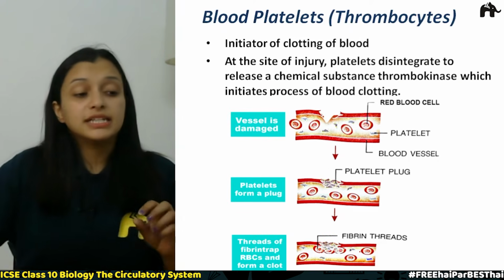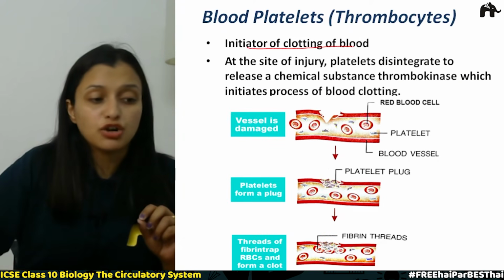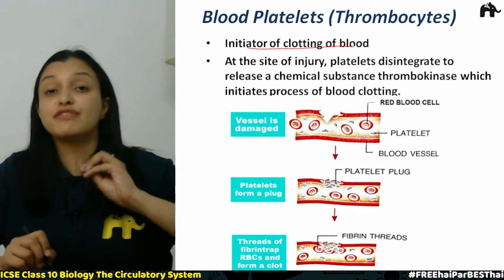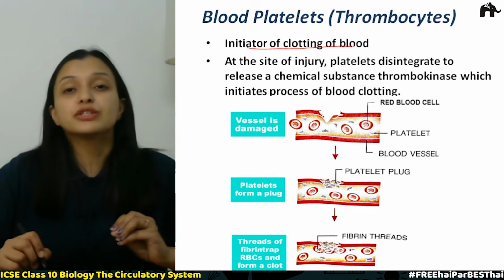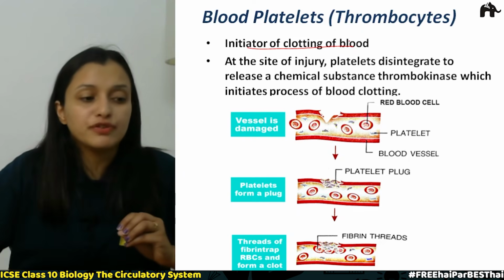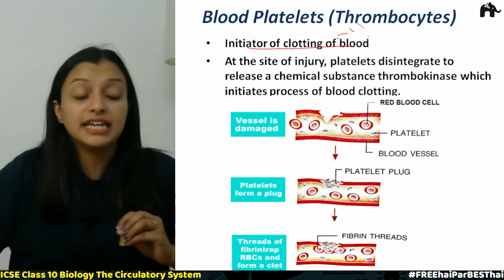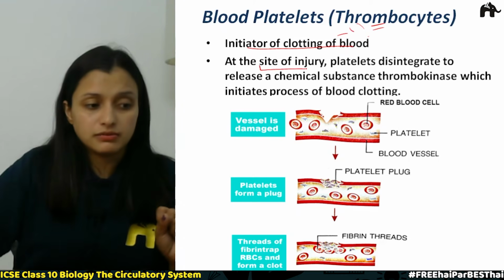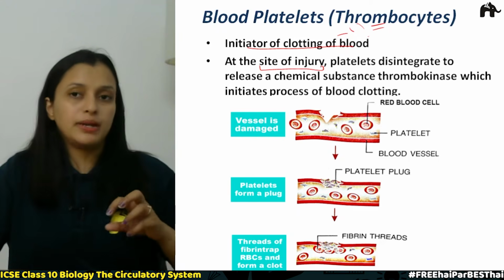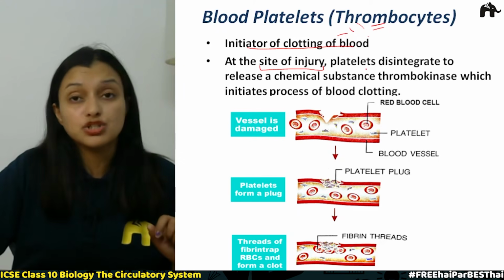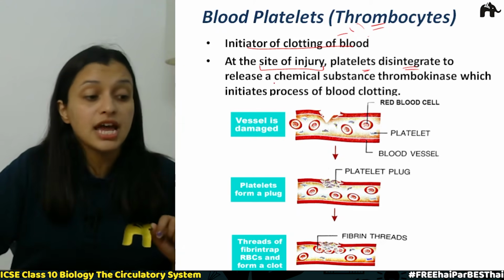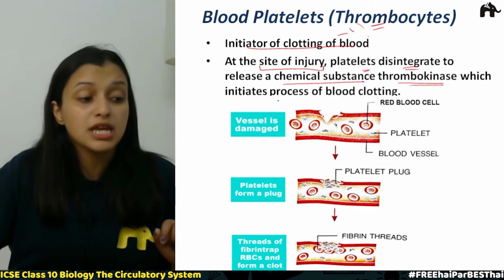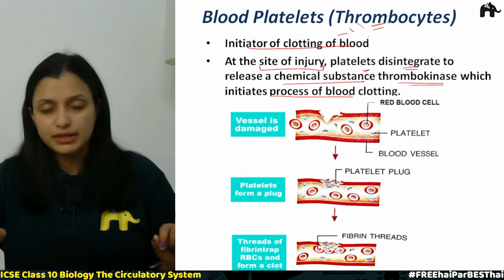Now blood platelets are called the initiators of blood clotting. We already know which cells of the blood play a very important role in blood clotting. They are blood platelets, or we call them thrombocytes. When a blood vessel gets injured at a site of injury, platelets disintegrate and release a chemical substance called thrombokinase, which initiates the process of blood clotting.